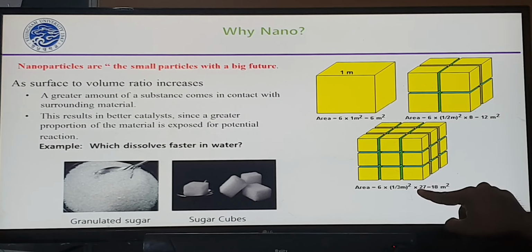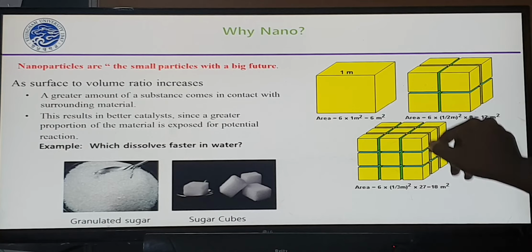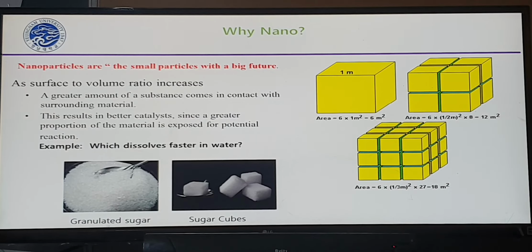The same here in this case, the area increases even further to 18 meter square. That means more atoms exist at the surface. So like this, when a material goes from bulk material to nanomaterial, that means when the size of the particle or the material decreases, its surface area increases, which gives high surface area.